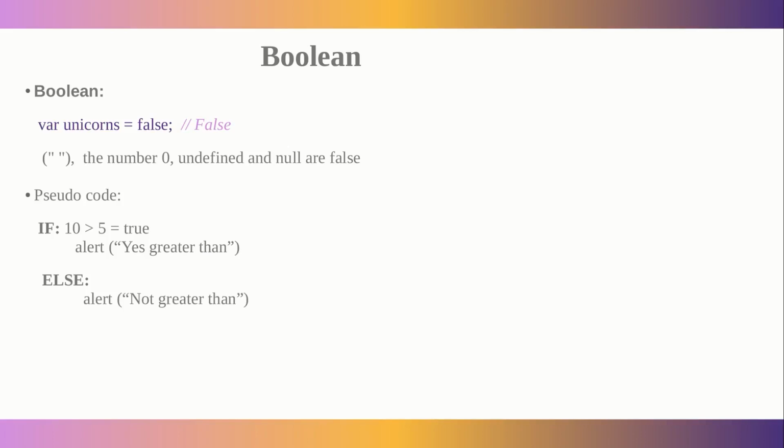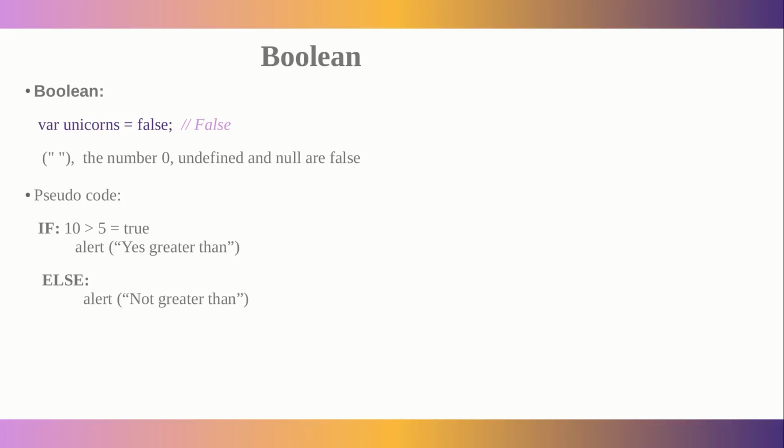statements. Now, you don't have to memorize any of this. When we use them in our project, you'll understand the usefulness of the true and false state of a Boolean variable in conditional statements. For now, let's just have a look at some pseudocode as an example of controlling code flow by the use of a Boolean value. So, if the statement 10 is greater than 5 is true, then we want to alert greater than, else we will alert not greater than.